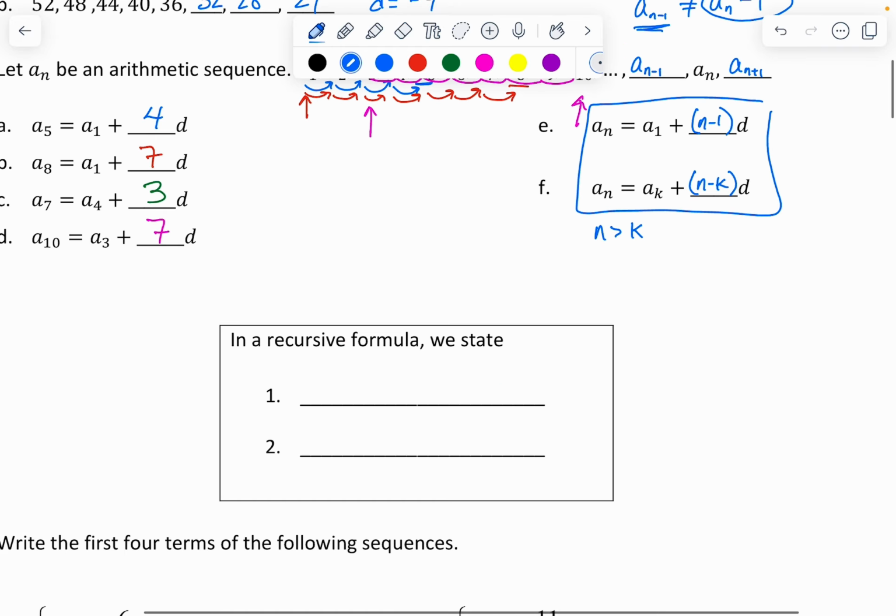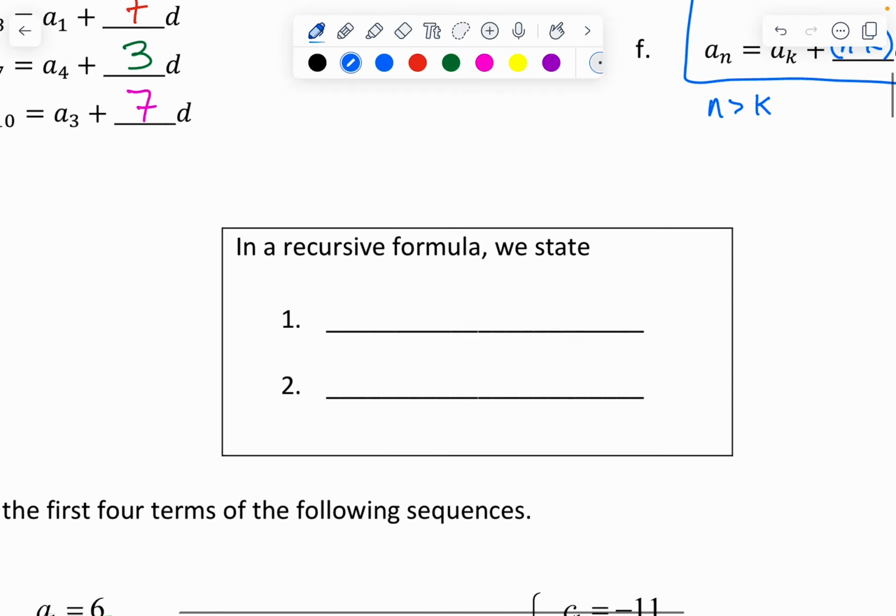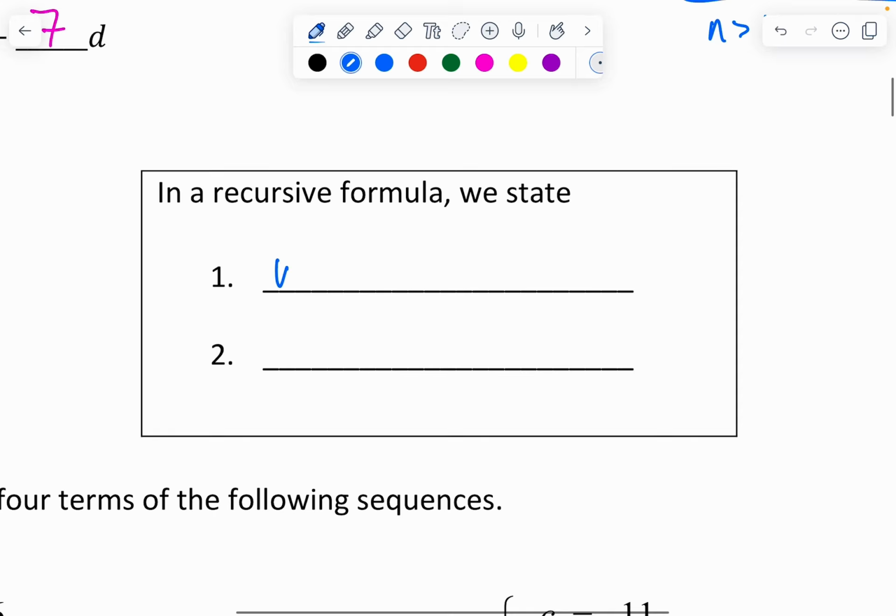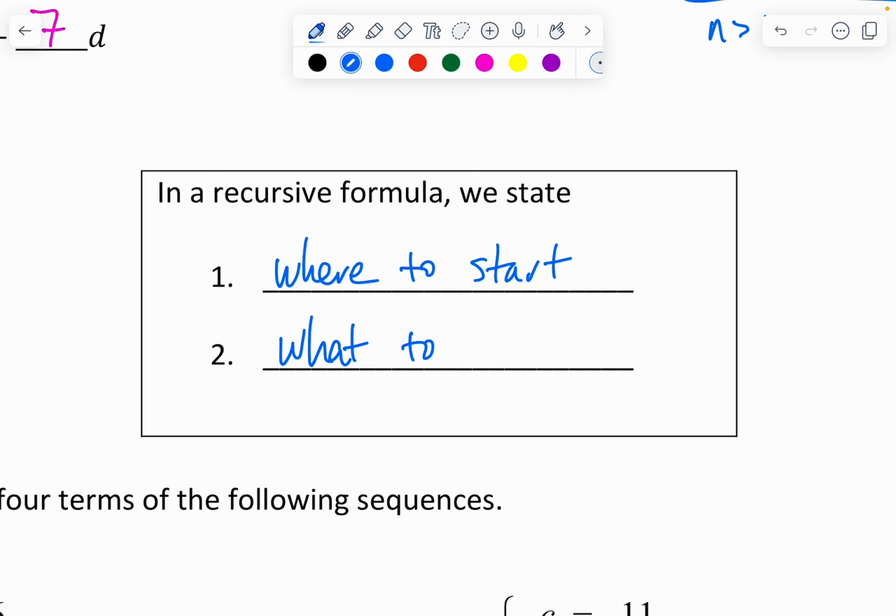Now we have 2 types of formulas, and one of them is called a recursive formula. In a recursive formula, we have to state where to start and what to do. If I just tell you add 3, you're like, great, add 3 to what? I have no idea where to start. If I say start at 4, you're like, super, now what? So I have to tell you where to start and what to do.